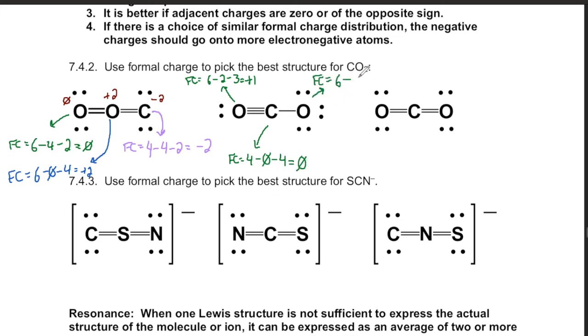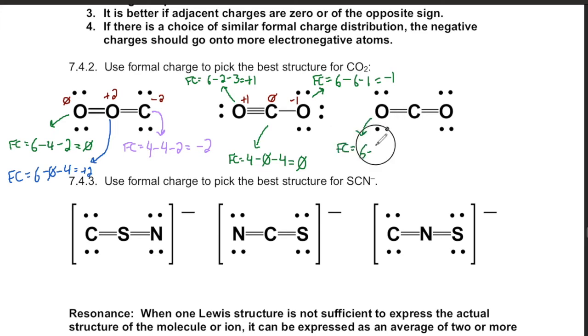This one we have 6 valence electrons, 6 lone pairs, and 1 bond, so -1. So this is better than the first one because we have smaller formal charges, and also they're kind of separated from each other, so that's pretty good. The negative is on the oxygen rather than the carbon, so that is better than the first one. Let's see if we can do better still, however.